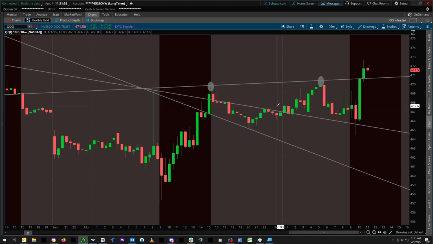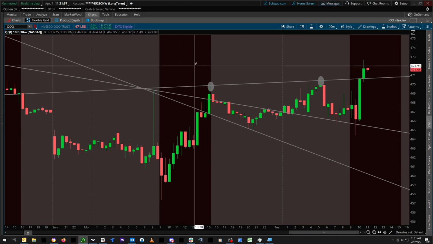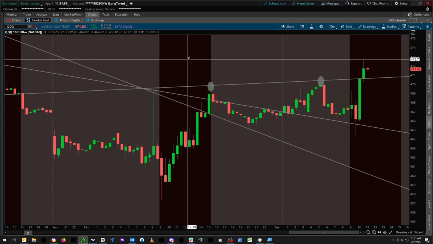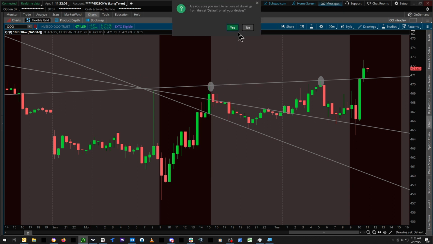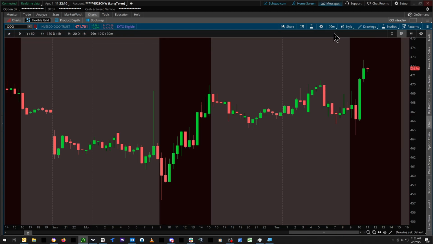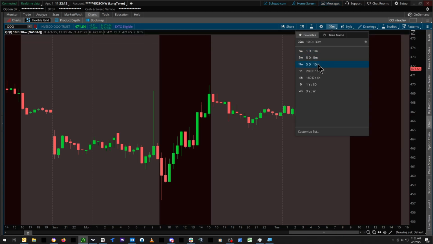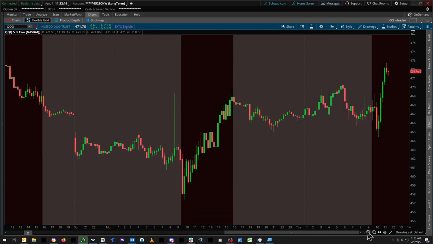All right. Any other questions about trend lines? Then we'll start looking at other types of markups. Okay. I'm going to clear this chart here. Now, let's go. This is personal preference. This is not a right or wrong. I like the 15.